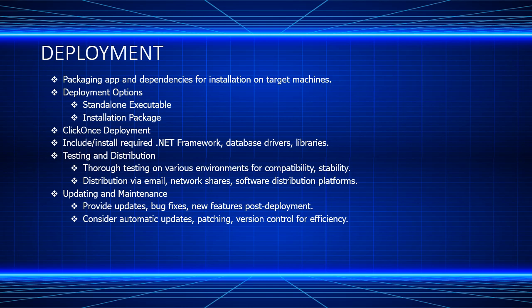Prerequisites and dependencies: ensure all required prerequisites and dependencies are included or installed on target machines, such as the .NET Framework runtime and database drivers. Testing and distribution: thoroughly test the application on various environments before distribution. Distribute through email, network shares, or software distribution platforms. Updating and maintenance: provide updates and maintenance post-deployment, considering mechanisms like automatic updates or version control.